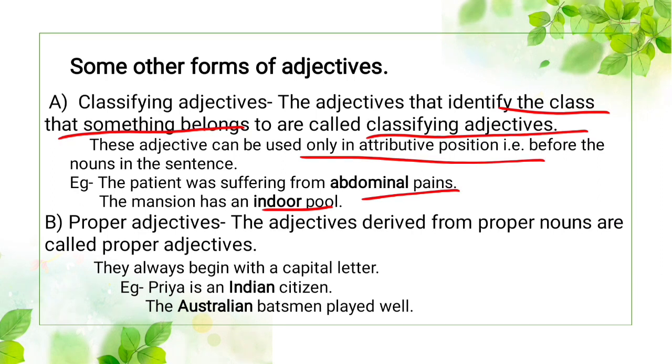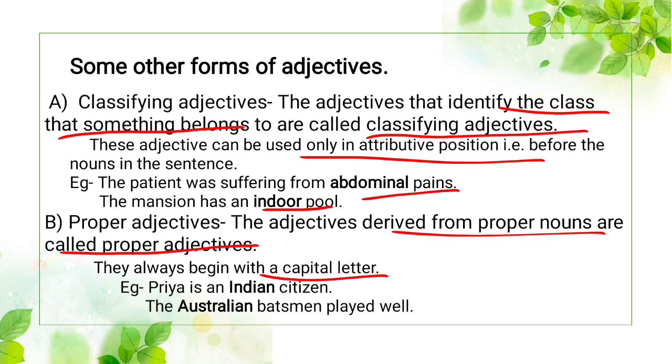Next form is proper adjectives. The adjectives that are derived from proper nouns are called proper adjectives. So sometimes some types of proper nouns are also used as adjectives in a sentence. So that's why they are known as proper adjectives. They always begin with a capital letter. Example is like, Priya is an Indian citizen.